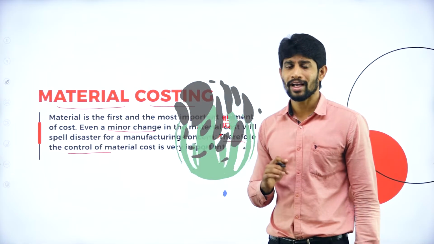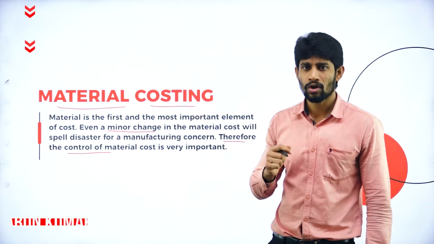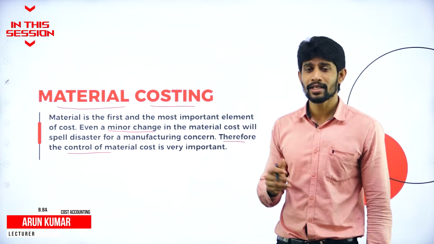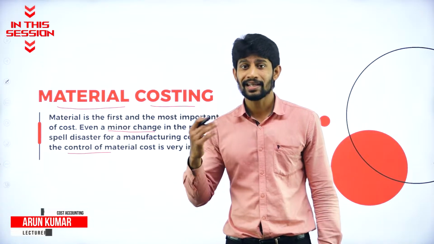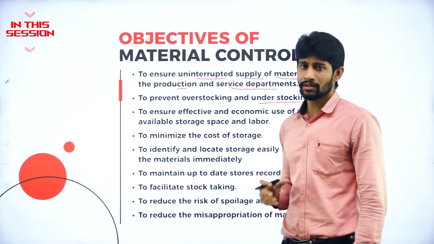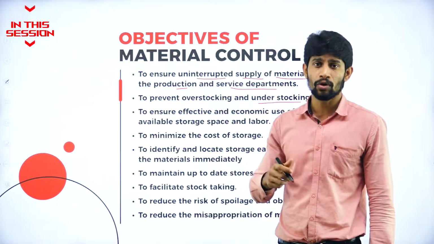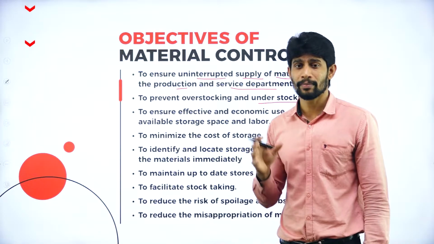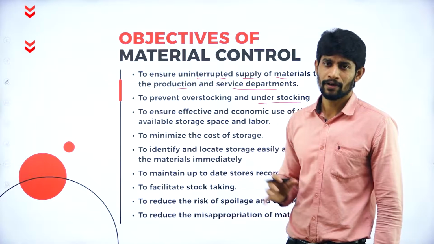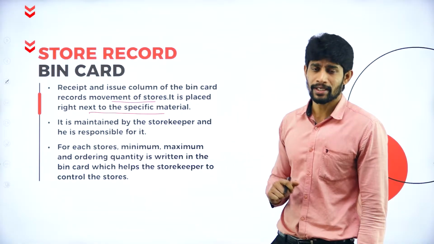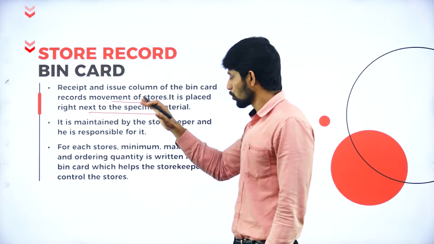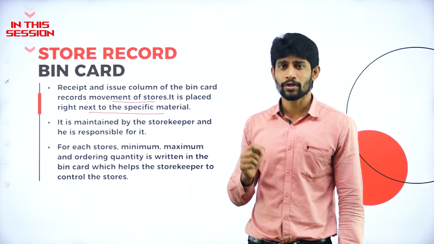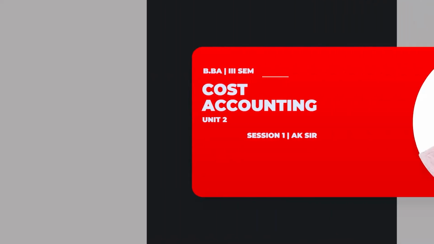Material costing is going to help us, where you will get to know what is the material used, what is the available material, and what is the material you are supposed to purchase in future. If you have the material control, then you will get to know what is the material supplied, what is the material you are supposed to purchase, and what is the material used for the purpose of manufacturing. The bin card is maintained by the storekeeper, and he is held responsible to maintain the document called bin card.